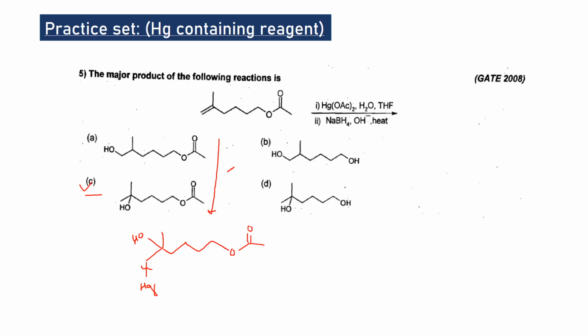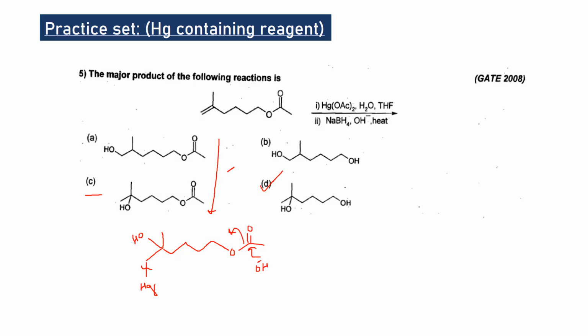Now as NaBH4 will not only reduce this carbon mercury bond, it will also reduce our ester group. So in presence of ester, this will attack here and this opens up. So the correct option is option D. Correct option is option D.